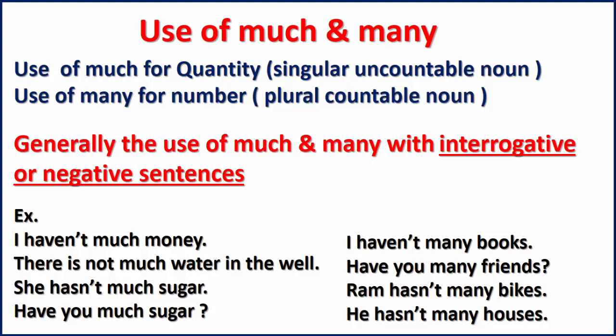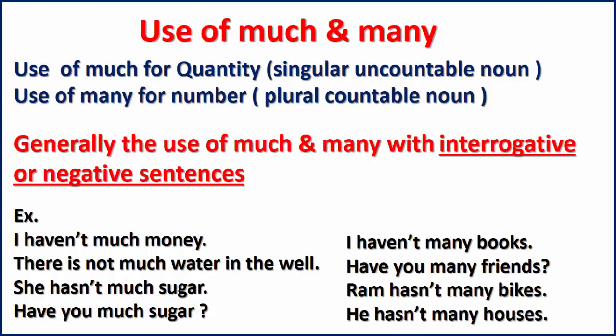Look at the examples. First, I haven't much money. Second, there is not much water in the well. Third, she hasn't much sugar. And fourth, have you much sugar? These are examples of much. Here, money, water, sugar, all are singular uncountable nouns, therefore we use much for them.